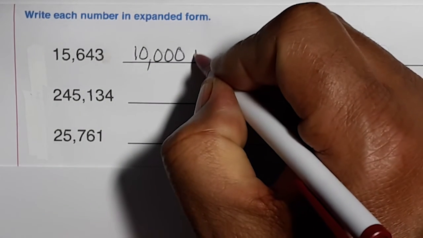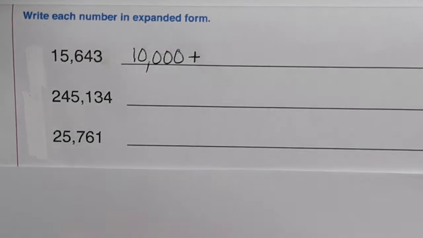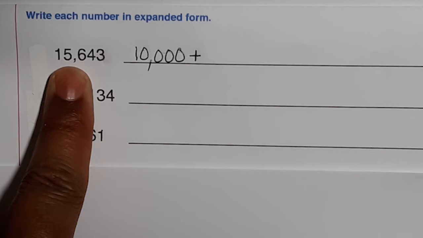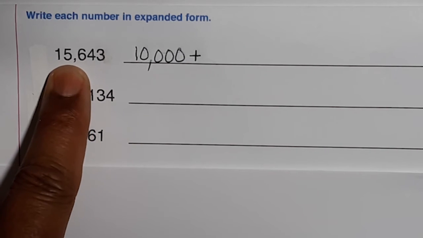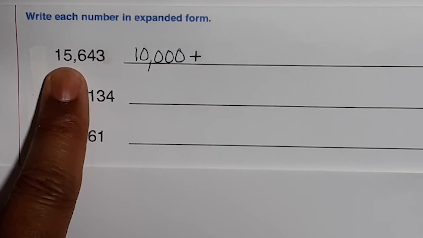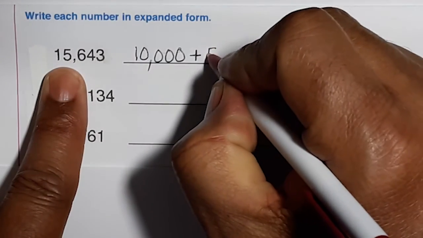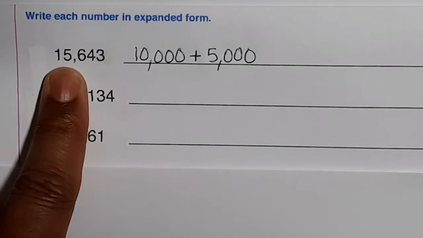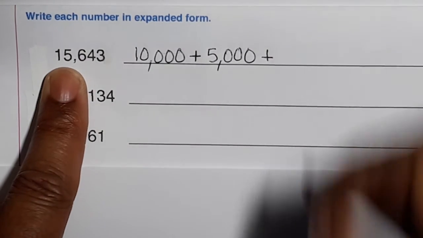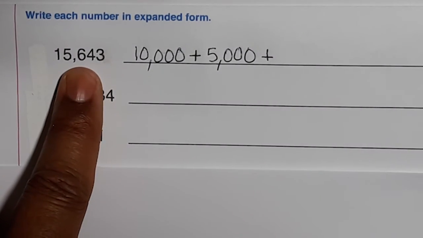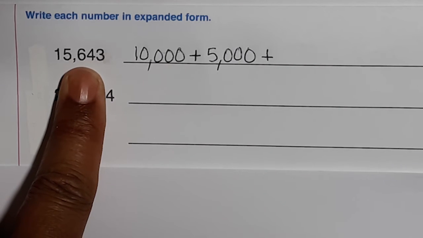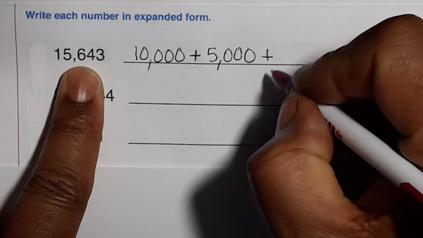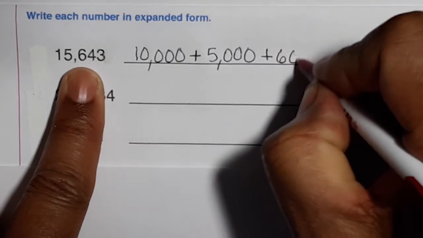So we're going to put a plus sign here. And then we look at the 5. What position is the 5 in? It is in the thousands position. So that would be 5,000. Then we add a plus sign. Then we go to the 6. What position is the 6 in? The 6 is in the hundreds place. So we write 600.